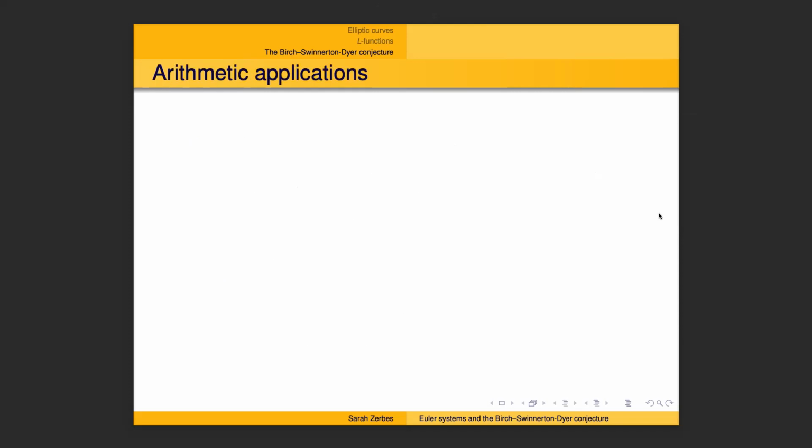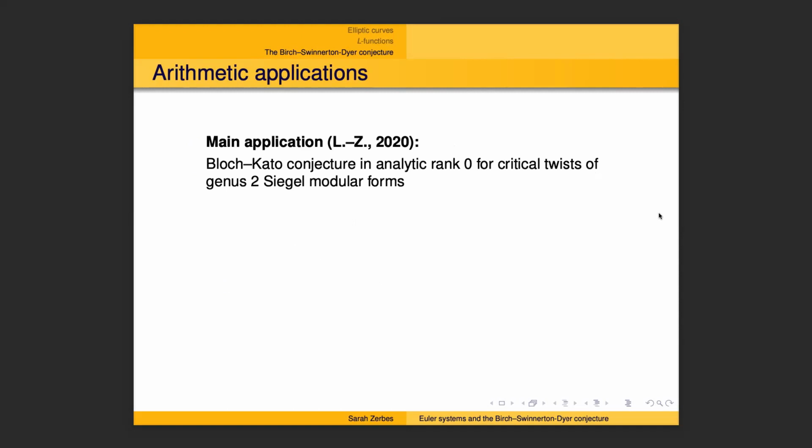And then we could finally harvest the fruits from our Euler system. To begin with, we could prove the Bloch-Kato conjecture in analytic rank 0, so when the value of the L-function does not vanish, for the critical twists of genus 2 Siegel modular forms. So that was already quite nice.